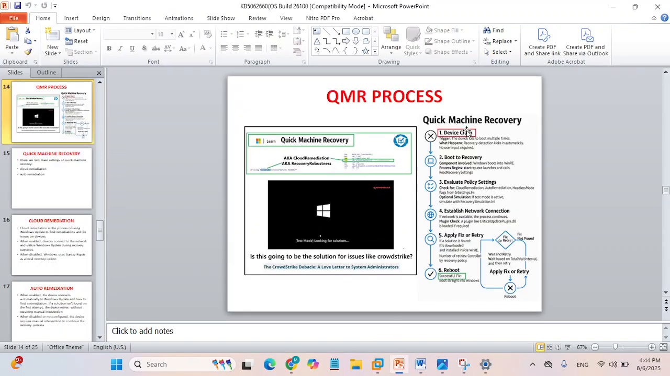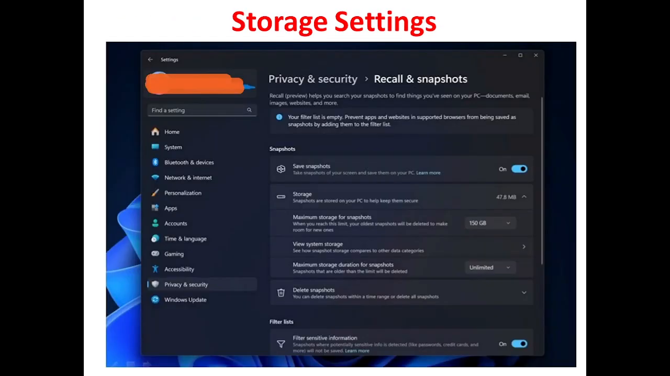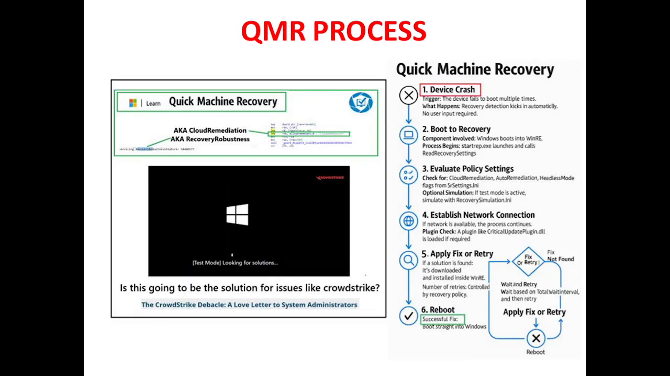This is the background process. The total five steps are done automatically by this QMR. First it will initiate the recovery process. When the device fails to boot repeatedly, it will go to the recovery mode.